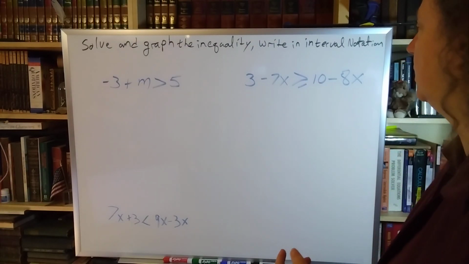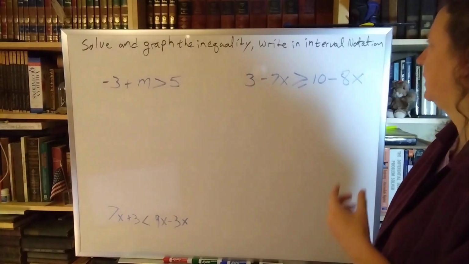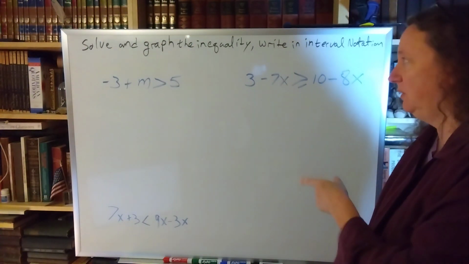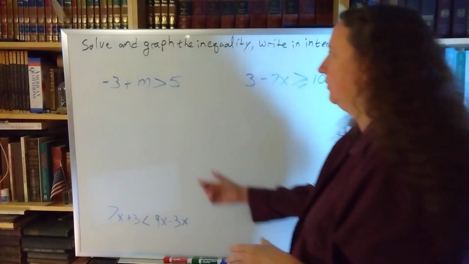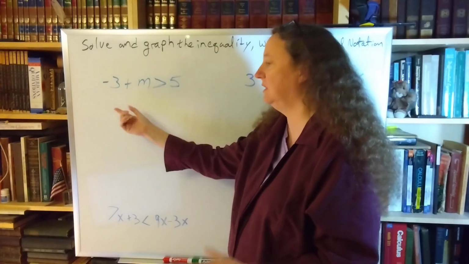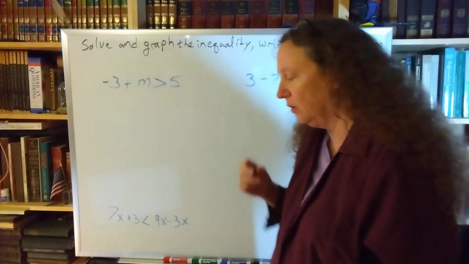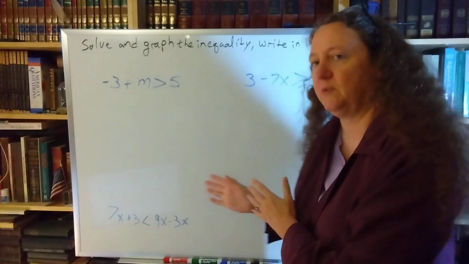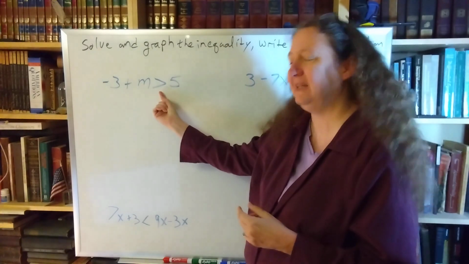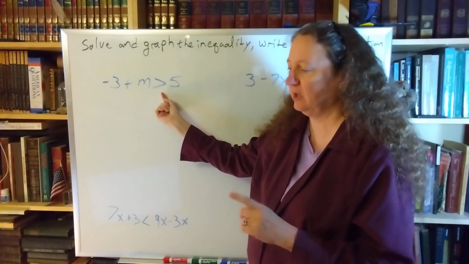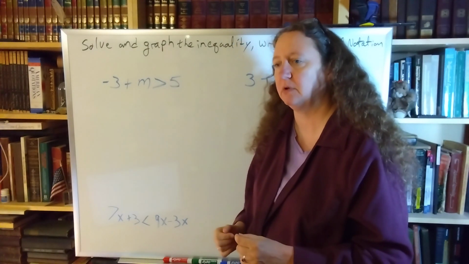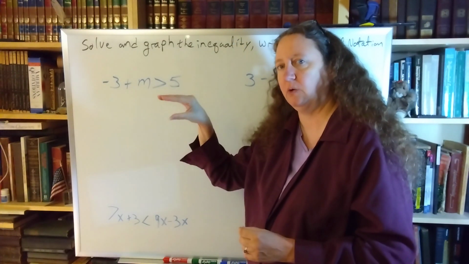Solve and graph the inequality, then write the answer in interval notation. Okay, so these don't have just the letter on one side and all of the numbers on the other side. We also have numbers that need to be solved. So when looking at these, for the most part, you can do this just like you had an equal to sign there. There is an exception though. Anytime that you're multiplying or dividing by a negative number, you need to flip that inequality sign.